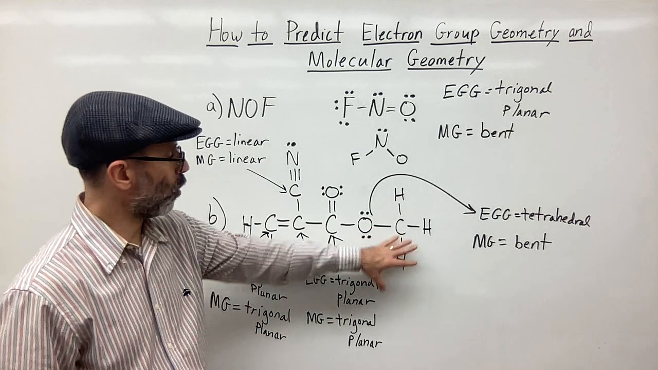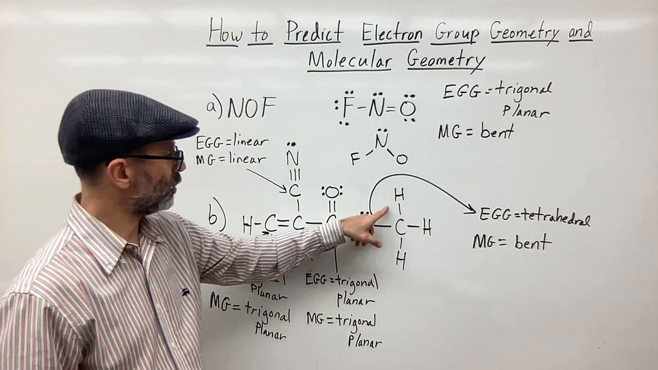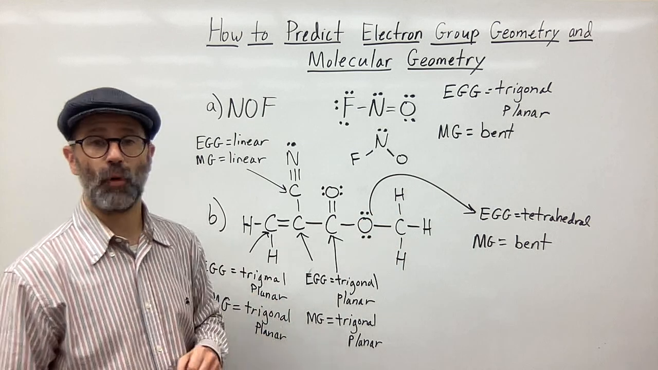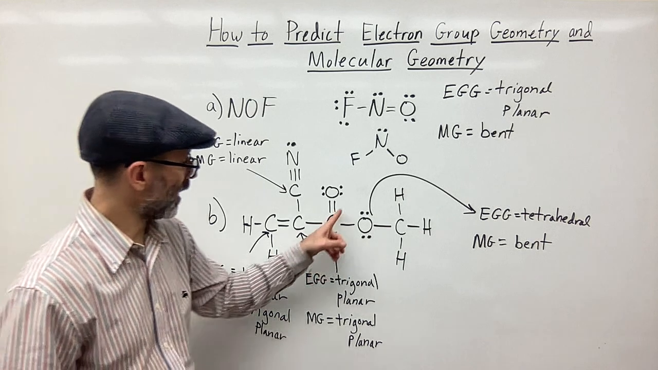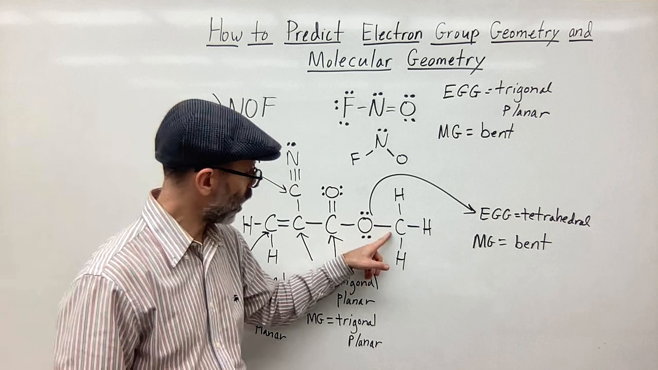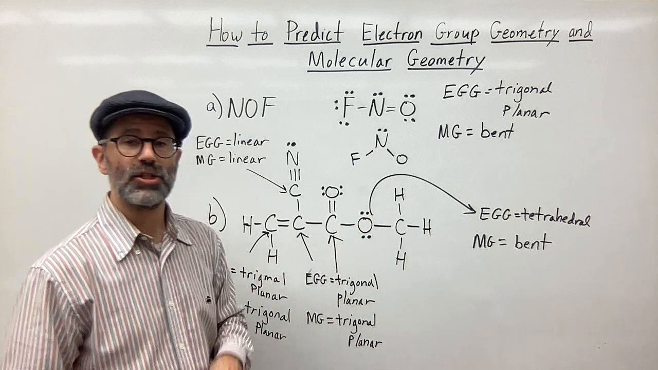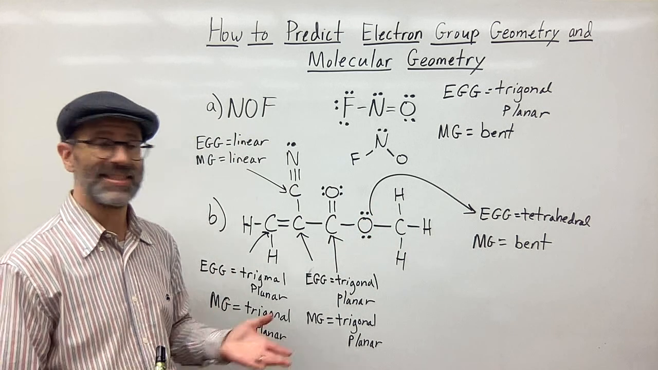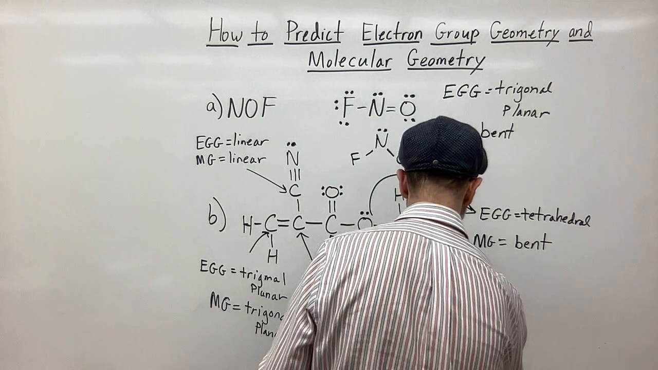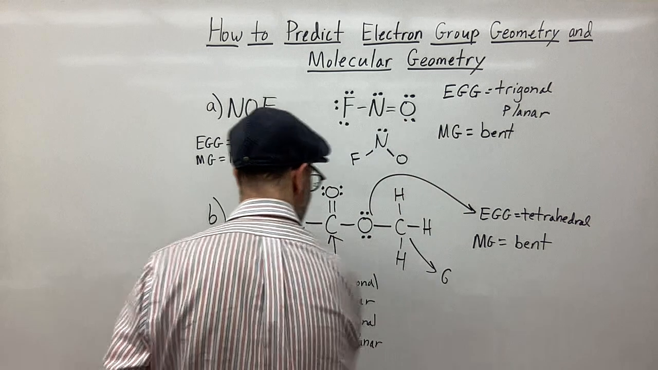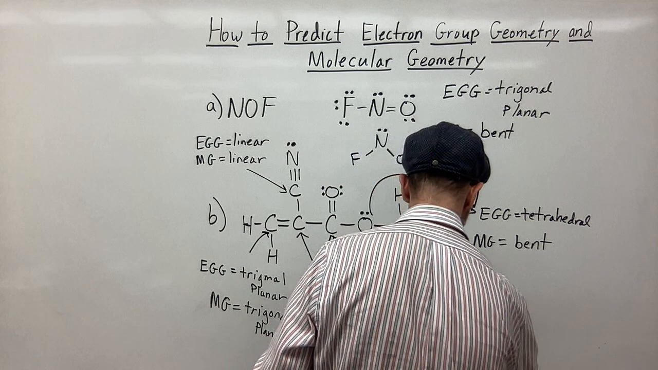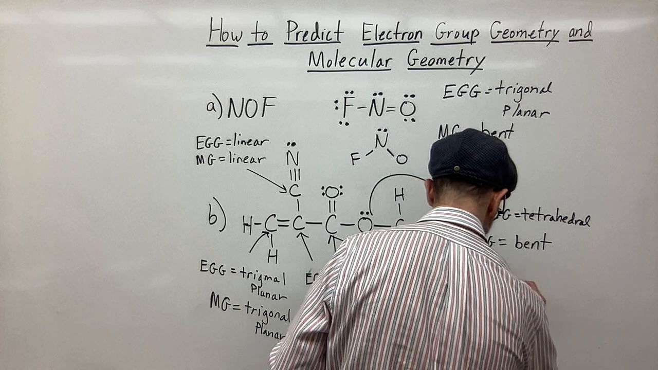And then finally, for this carbon, we have 1, 2, 3, 4 single bonds. Each of them is an electron group. So we have 4 electron groups. So just like the oxygen here with 4 electron groups, this carbon also has 4 electron groups. So its electron group geometry is the same, tetrahedral. So we'll draw this down here. So the electron group geometry is also tetrahedral.